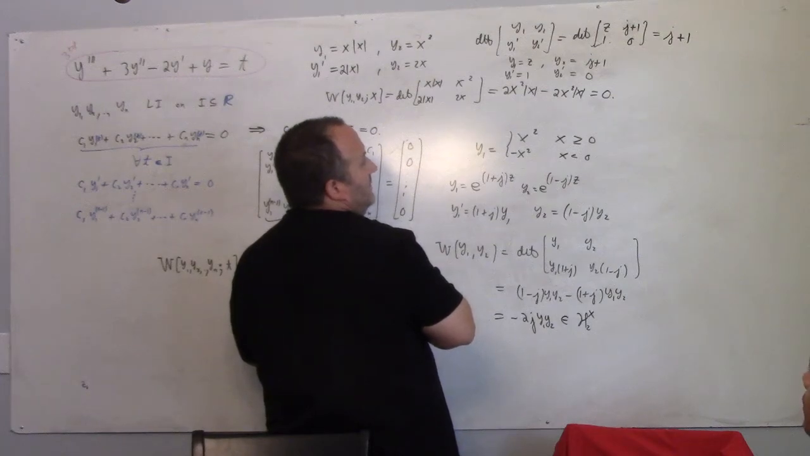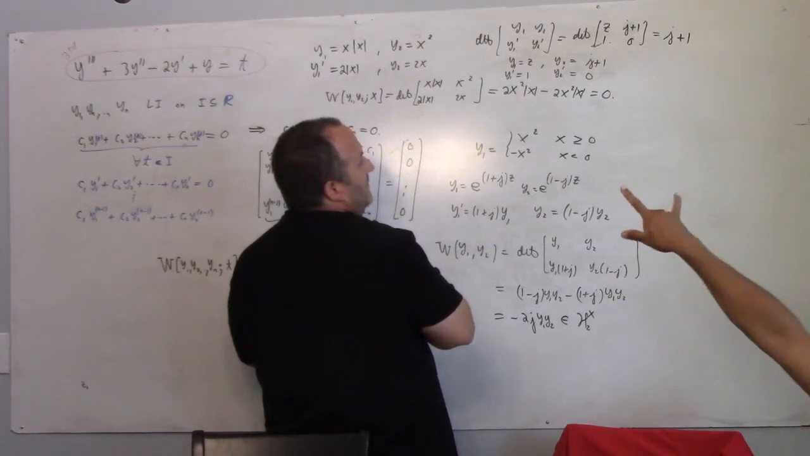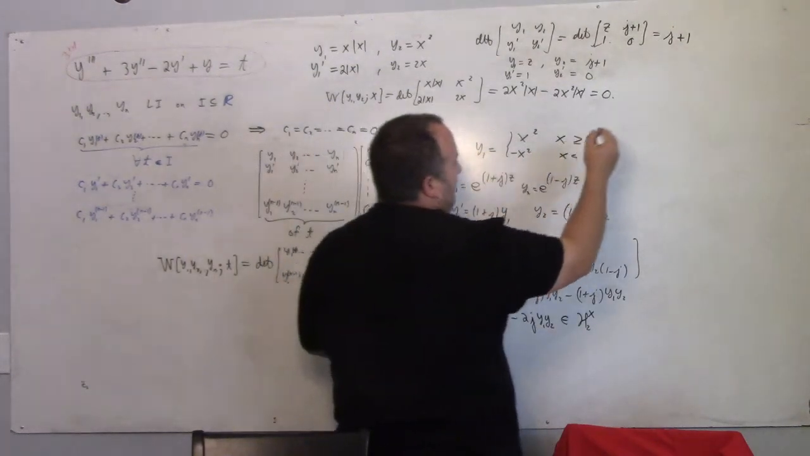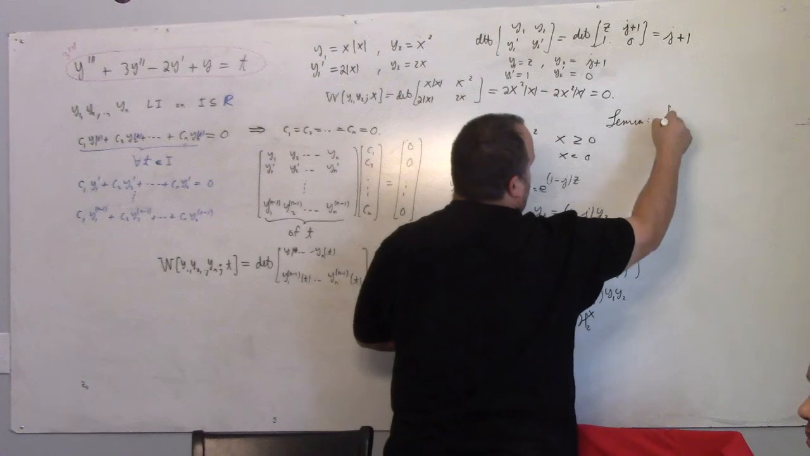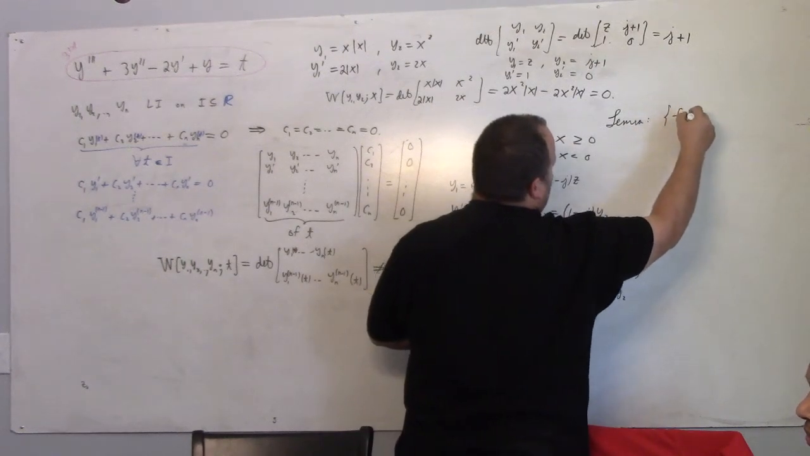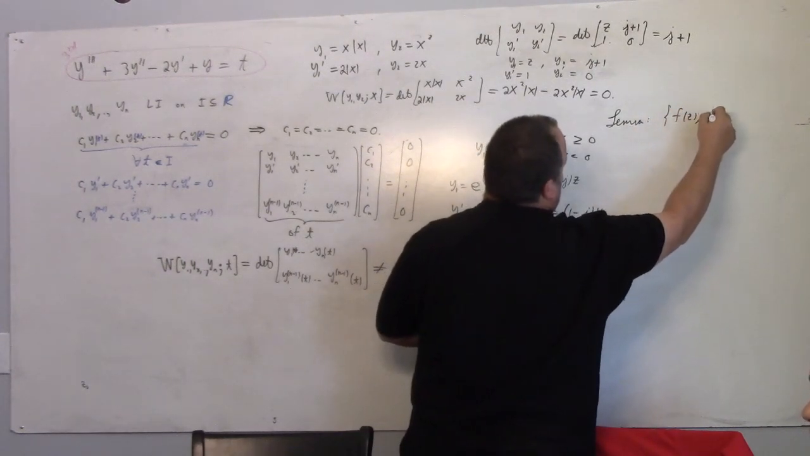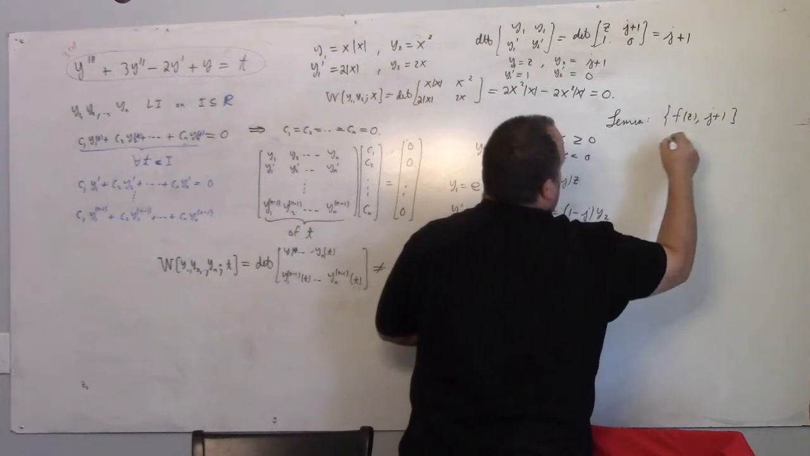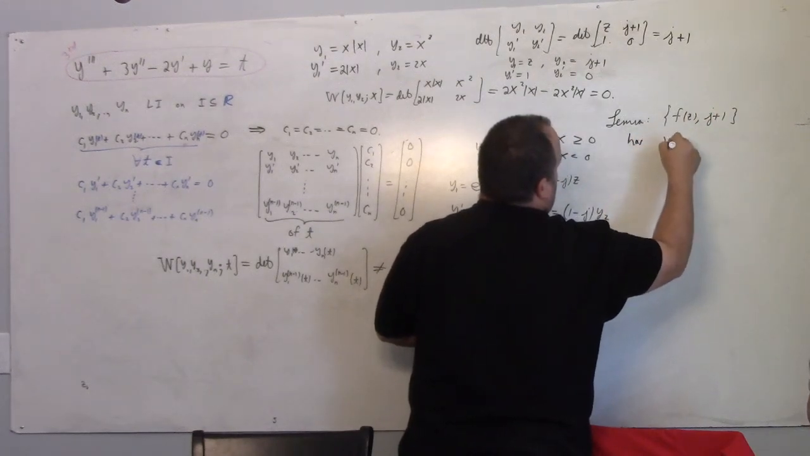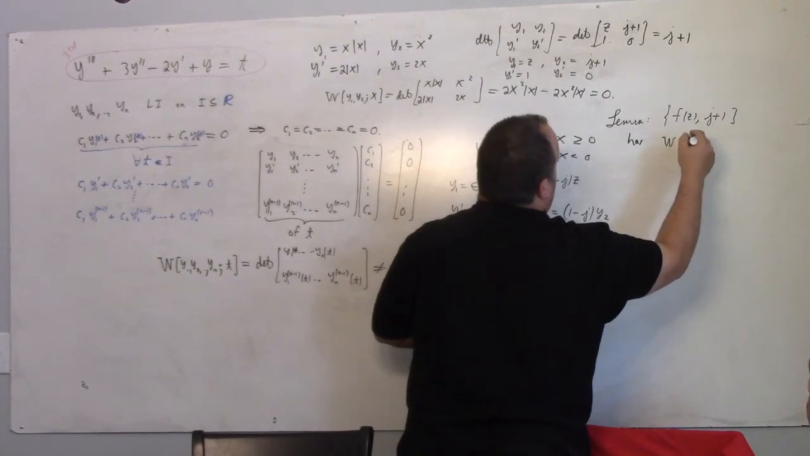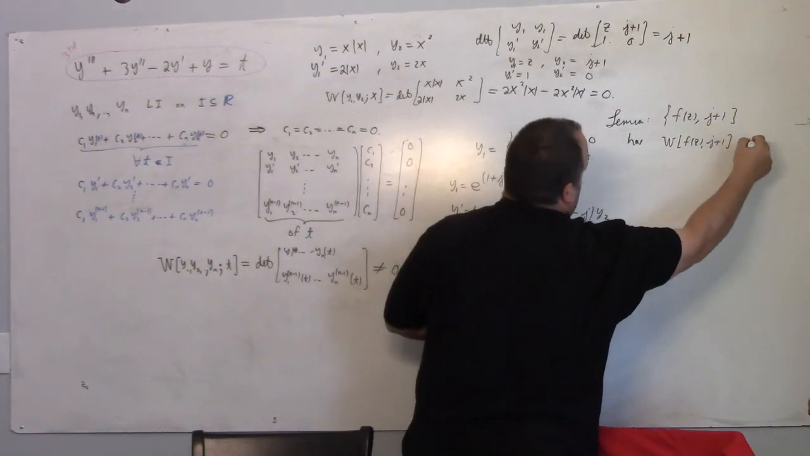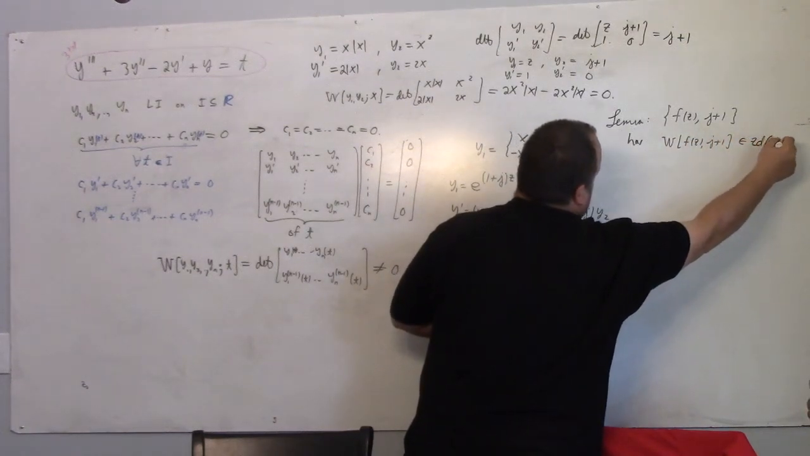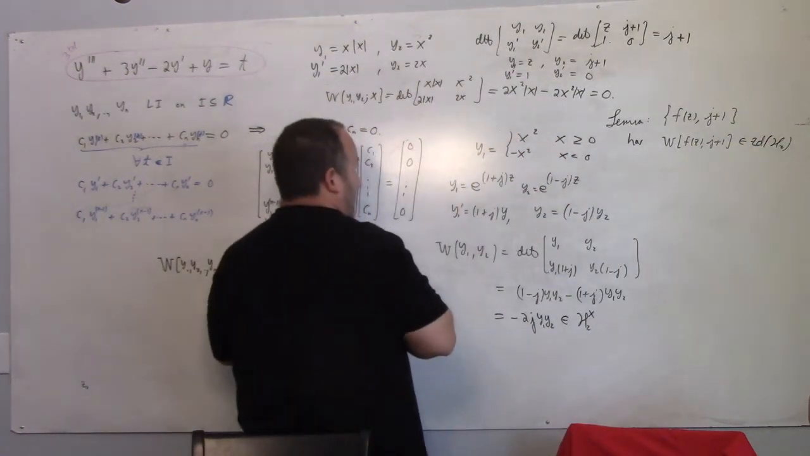So that's a zero divisor. That means those two equations are linearly dependent. And in fact, you can see here, lemma: any function times j plus 1 has the Wronskian of these two things in the zero divisors. Makes sense, because one is linearly dependent and one is linearly independent for everything.